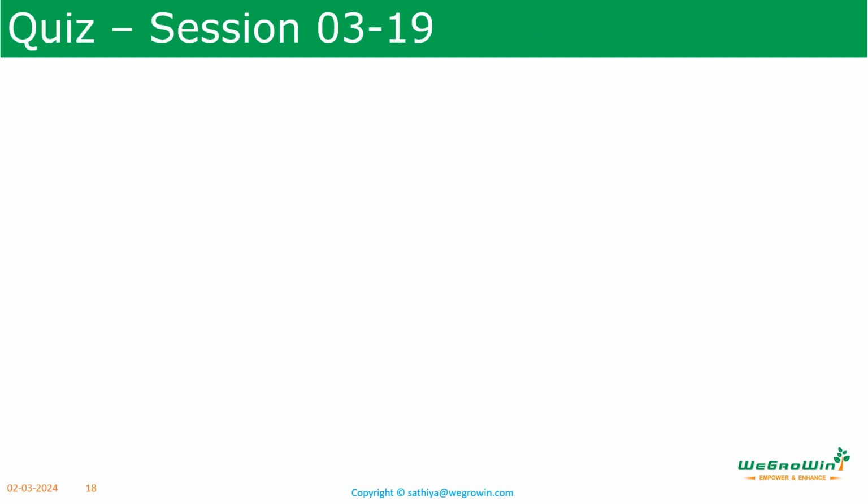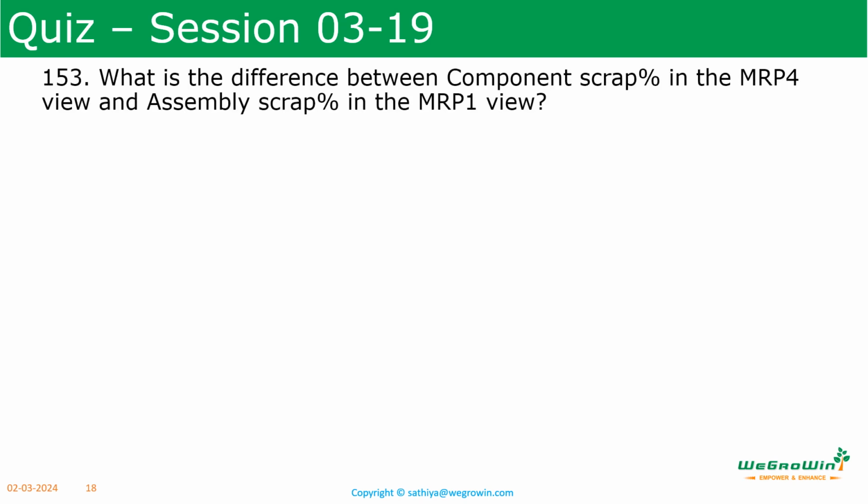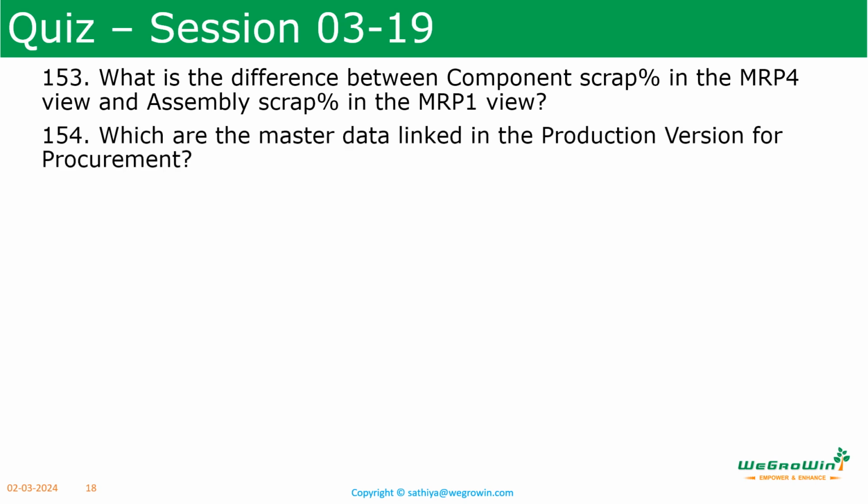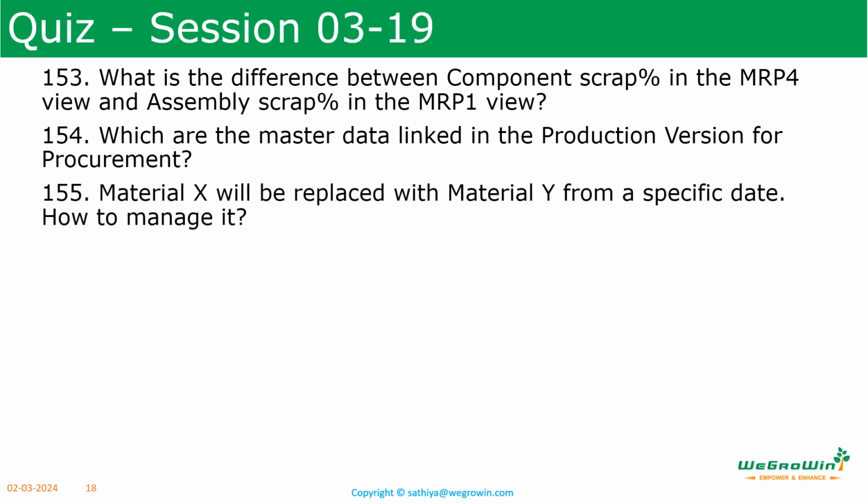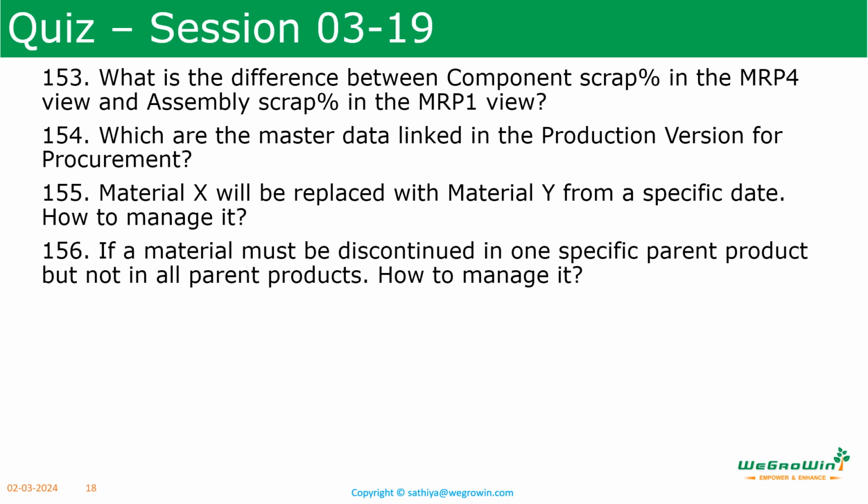Let us refresh our understanding of this session. What is the difference between component scrap in the MRP4 view and assembly scrap percentage in the MRP1 view? Hope you remember the scrap we maintained in the MRP1 view. Which are the master data linked in the production version for procurement? Material X will be replaced with material Y from a specific date. How to manage it? If a material must be discontinued in one specific parent product but not in all parent products, how to manage it? So these are the quiz questions. We will discuss the answers in the next session.